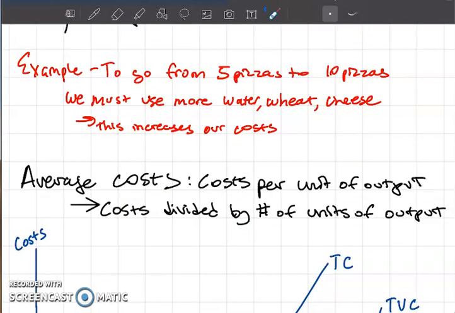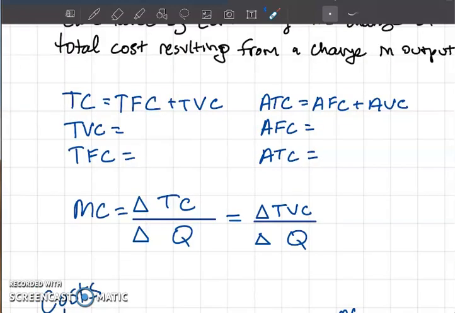The last type of cost that we want to consider are our average costs. These are our costs per unit of output. In other words, cost divided by the number of units of output. So let's take a look at some of the equations which we'll use to calculate these different types of costs.